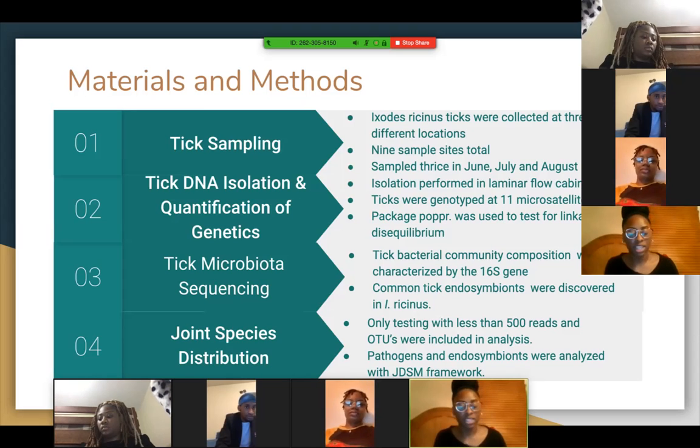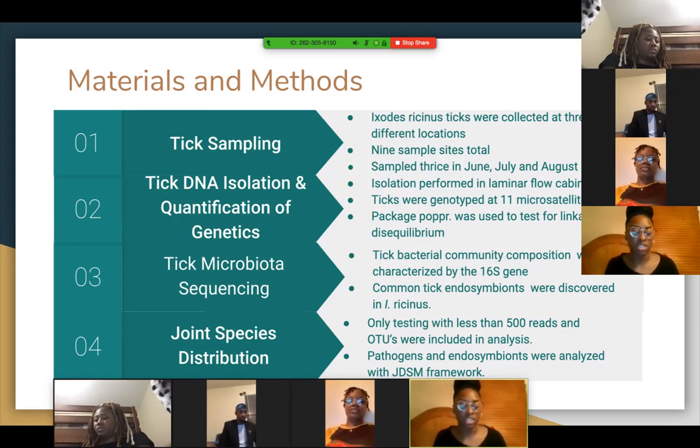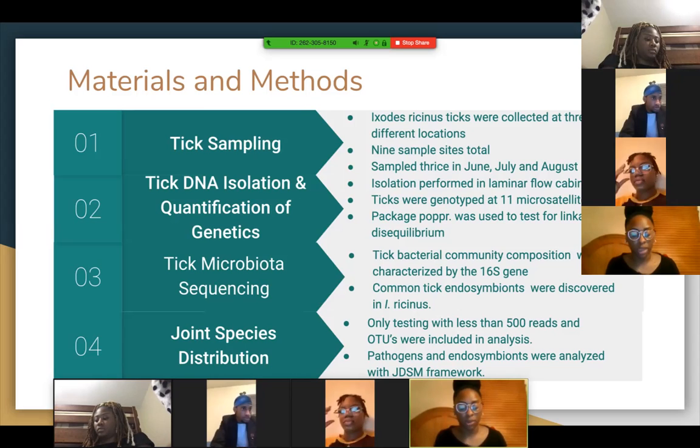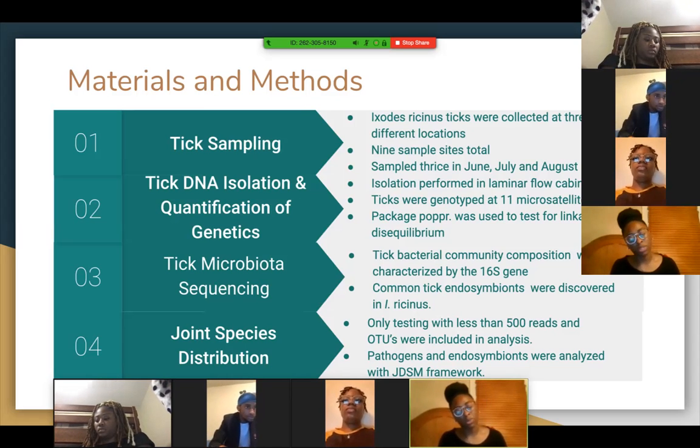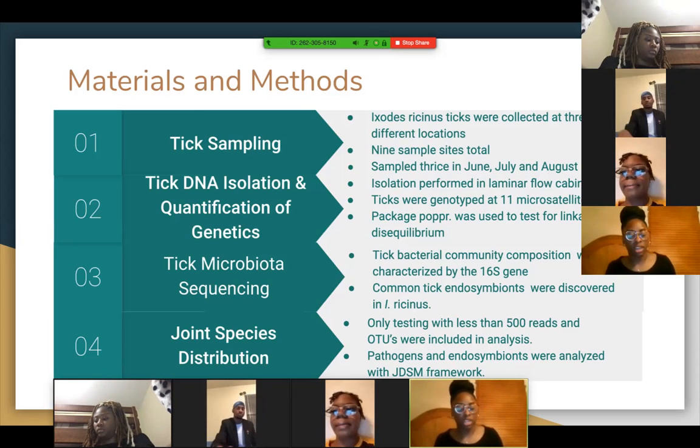Tick DNA isolation and quantification of genetics took place in a laminar flow cabinet. Each tick was washed with sterile water and sterilized with 3% hydrogen peroxide. The ticks were cut in half and the DNA was extracted using a blood and tissue kit. Ticks were later genotyped to quantify individual and population level genetic diversity.